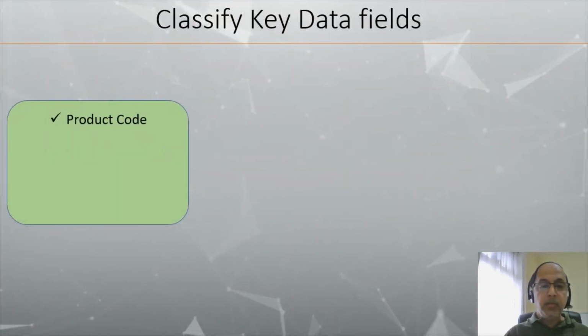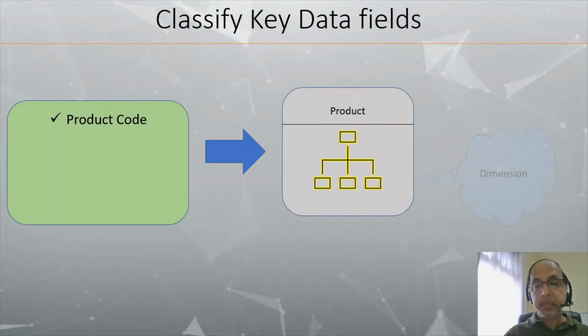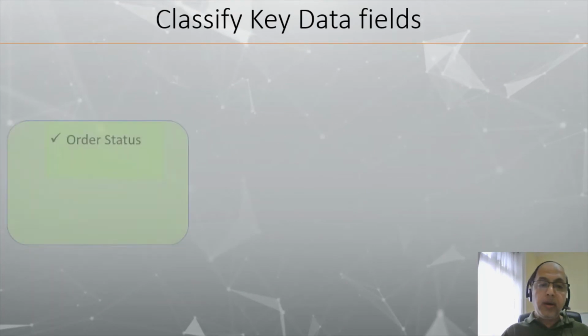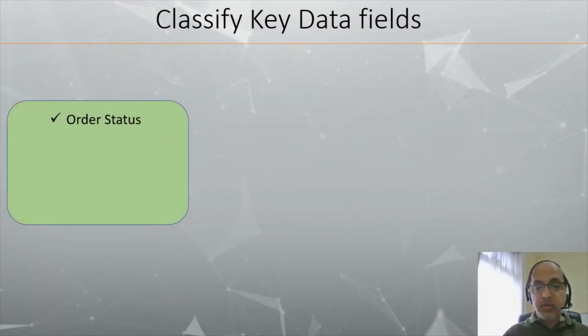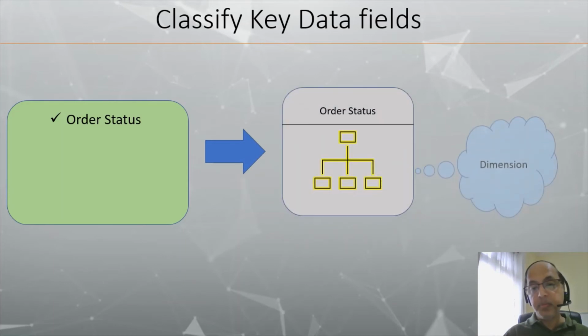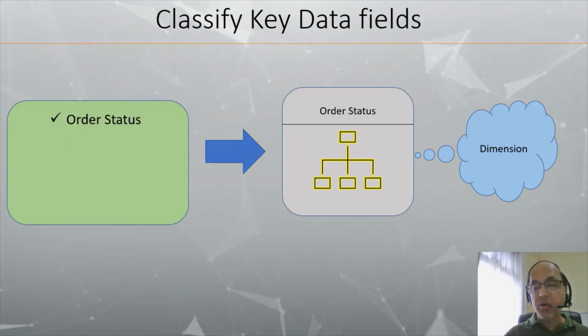Now let's see product code. Product code again can be classified under the product dimension. And another field is order status, which we can classify as the order status dimension, because we are interested in different statuses and want to analyze the data by different statuses.